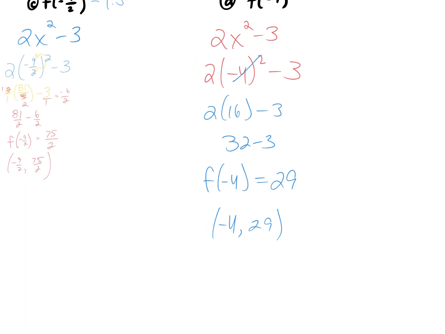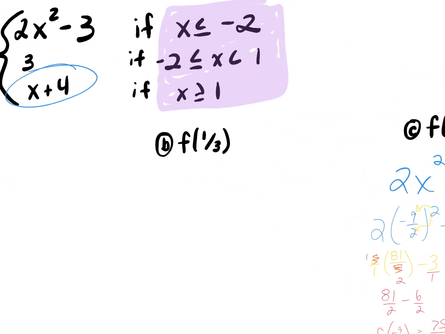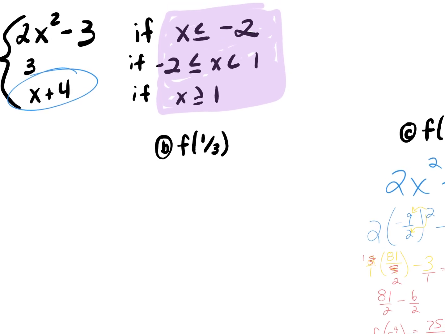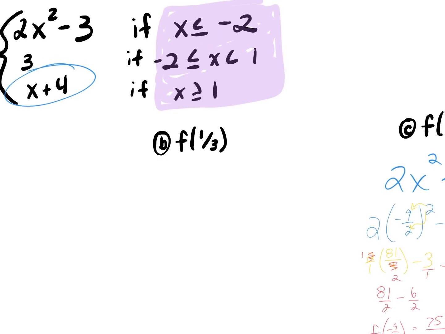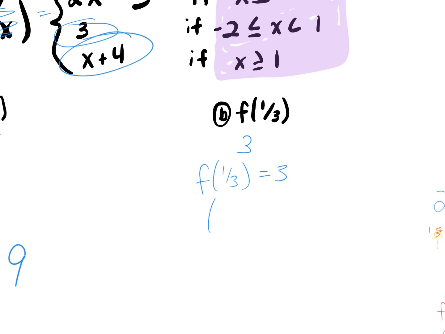Okay, the last one, I skipped B. This is actually the easiest of all of them, but sometimes it's the hardest to understand. Where does 1/3 fall? Is it less than negative 2? Is it between negative 2 and 1? Or is it greater than 1? It falls between negative 2 and 1. Look at what is here: the number 3. Is there anything for you to plug 1/3 into? No. Your answer is literally 3. You would answer this as f of 1/3 equals 3. You have the point 1/3 comma 3.